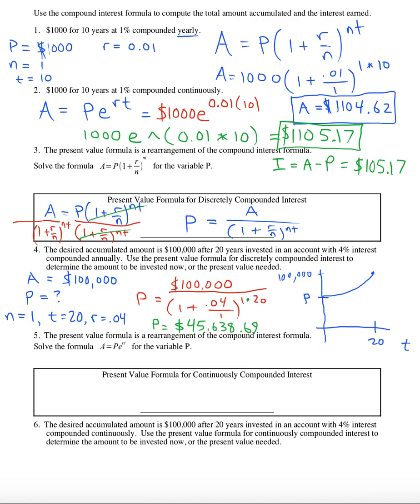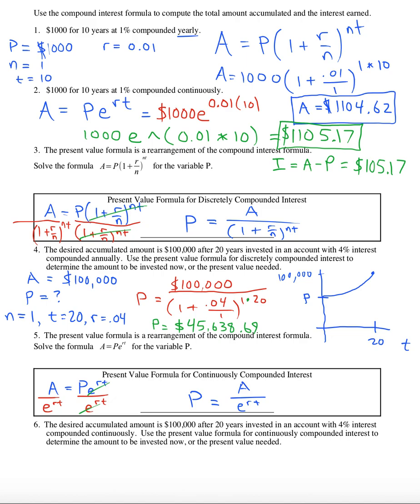Okay. Now let's take the formula for continuously compounded interest and rearrange it for the variable P. Start with the formula A equals PE to the RT. In order to get P alone, we'll divide by E to the RT. That causes these to cancel. And then we get our present value formula, which is A over E to the RT.